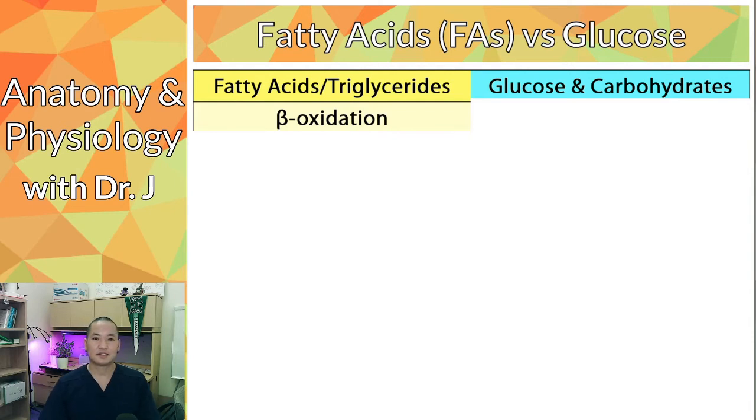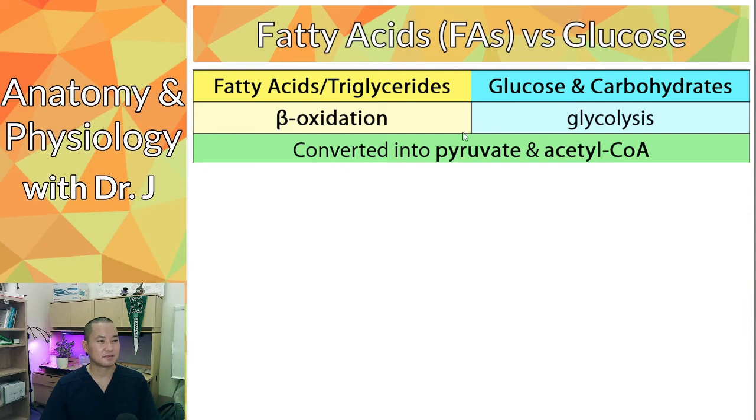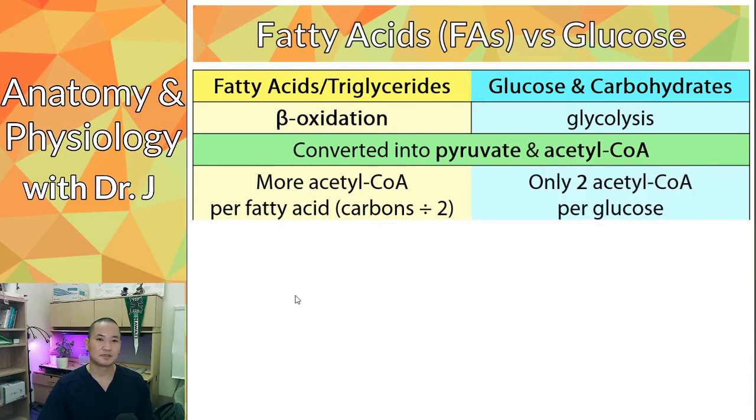So again, the process of breaking down a fatty acid into acetyl-CoA is beta oxidation. And glucose, you have glycolysis, and then to break it down to pyruvate. So again, remember that fatty acids are broken down via beta oxidation into acetyl-CoA. Glucose you break down via glycolysis into pyruvate. And the glycerol from a triglyceride can also become pyruvate as well. Now, the thing is that per fatty acid, you generate more acetyl-CoA because, again, carbons divide by 2. That's our beta oxidation. And only 2 acetyl-CoA per glucose.